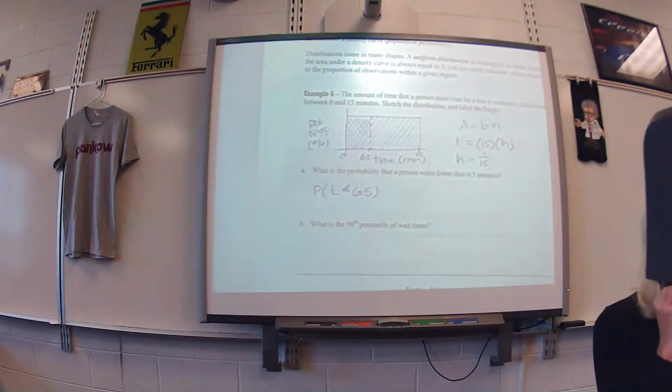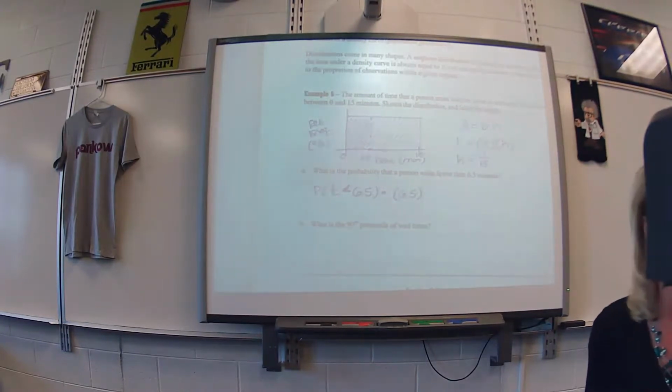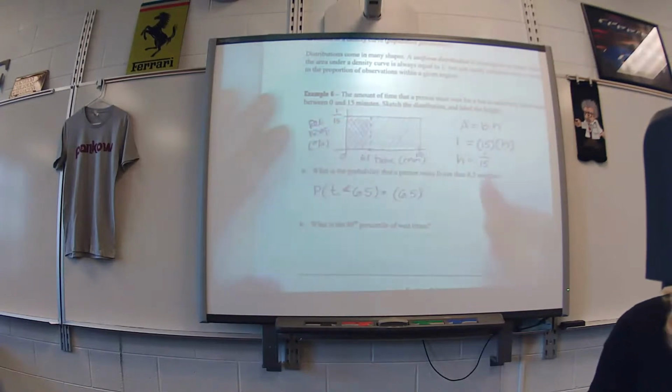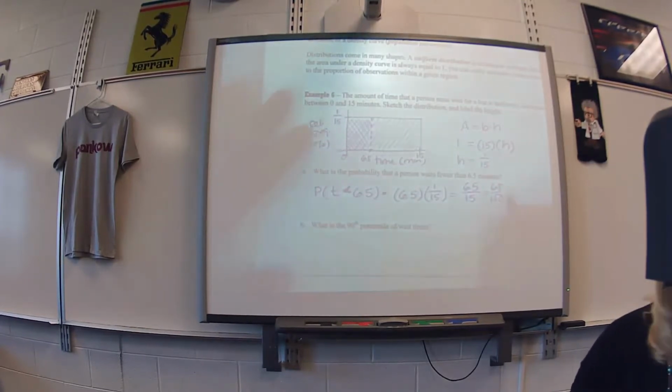Well, that region is its own rectangle. That rectangle is 6.5 minutes long along the base. I know the height is 1/15 because I just calculated that. So the answer is 6.5 over 15, which is the same as 65 over 150, which you could divide out. I have it's 0.43, which would be the same as 43%.